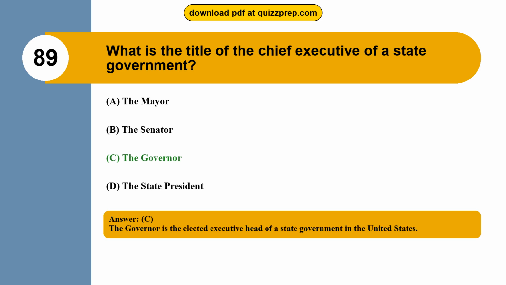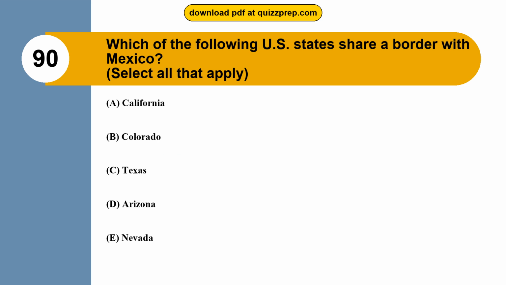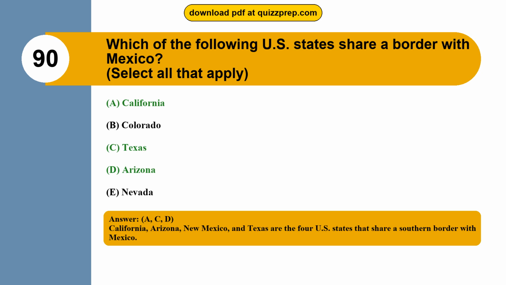The governor is the elected executive head of a state government in the United States. Question 90. Which of the following U.S. states share a border with Mexico? Option A, California. Option B, Colorado. Option C, Texas. Option D, Arizona. Option E, Nevada. The correct answers are options A, C, and D: California, Texas, Arizona. California, Arizona, New Mexico, and Texas are the 4 U.S. states that share a southern border with Mexico.